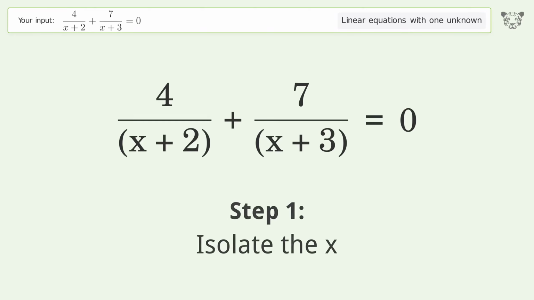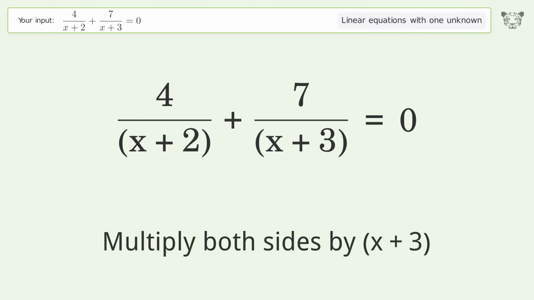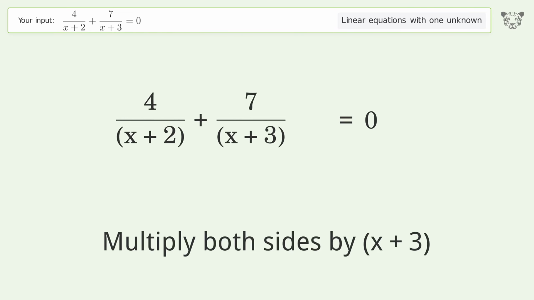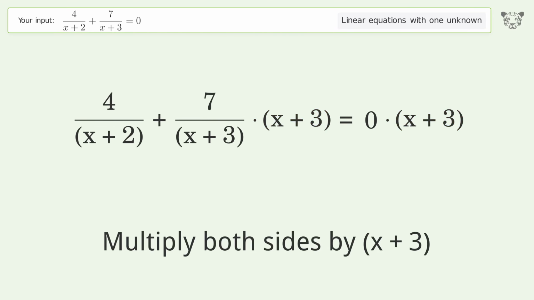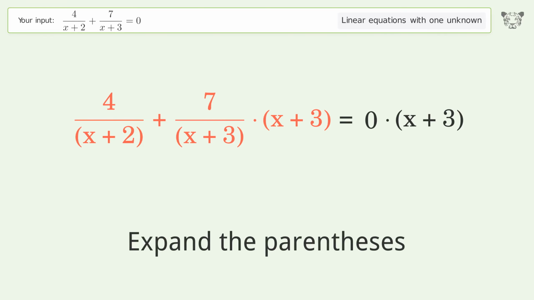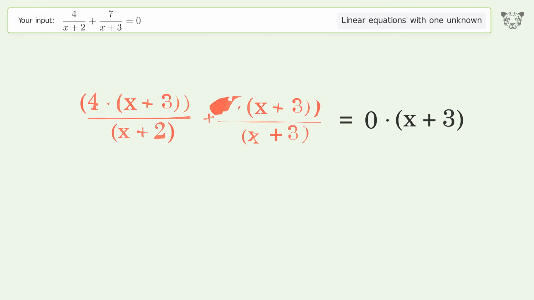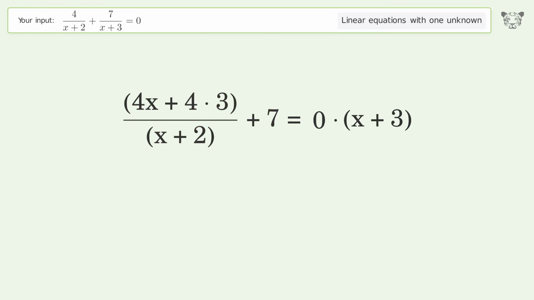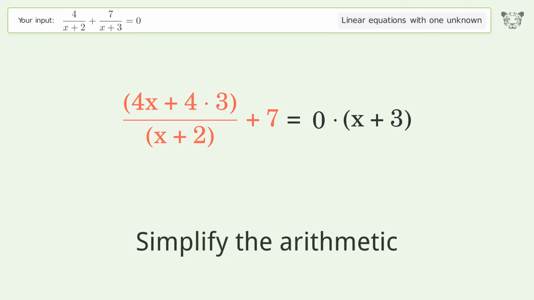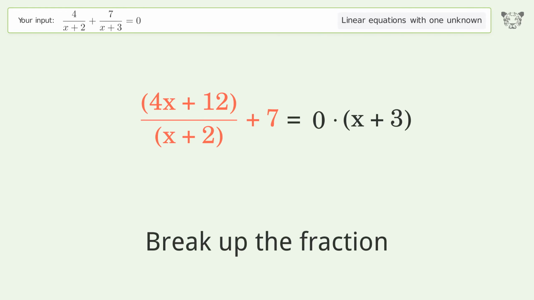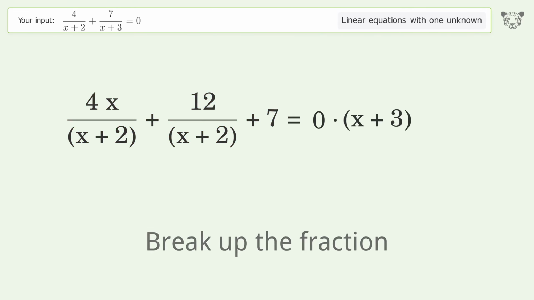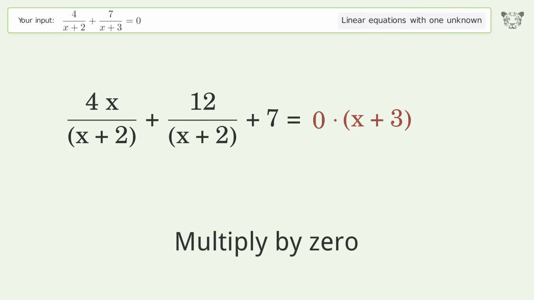Isolate the x. Multiply both sides by x+3. Expand the parentheses. Simplify the arithmetic. Break up the fraction. Multiply by 0.